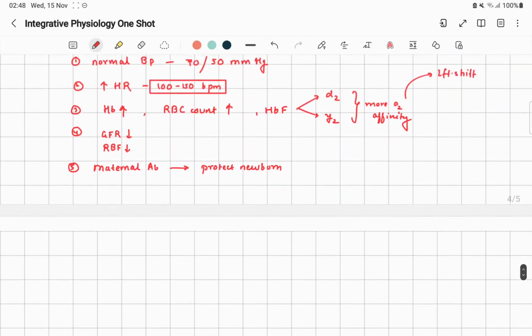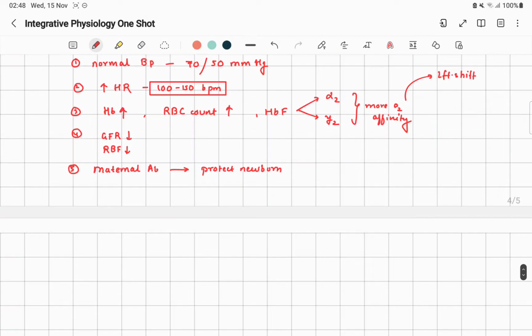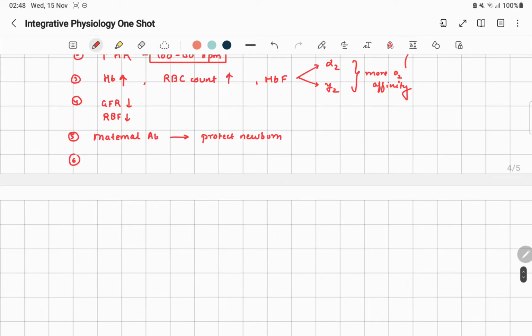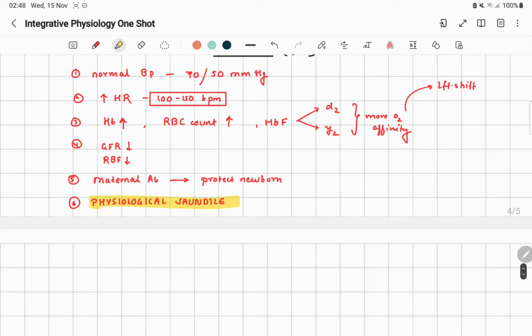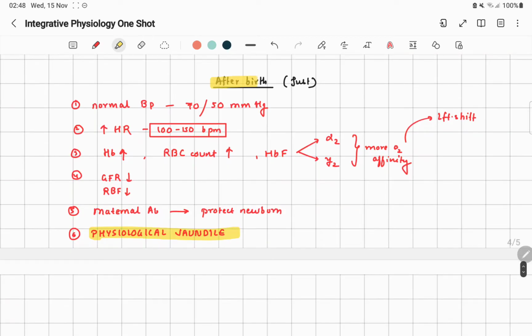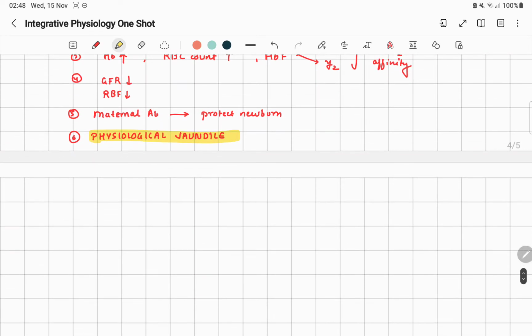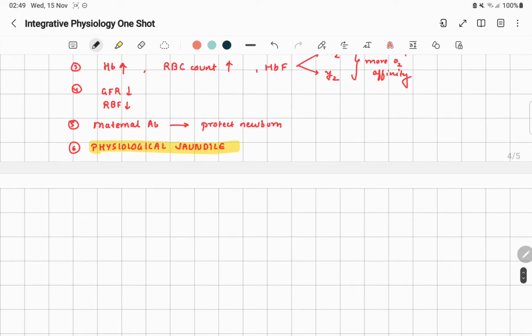Afterwards, about the liver function. Sometimes we may observe neonatal jaundice cases. The most commonly encountered is called physiological jaundice. Physiological jaundice is an important change after birth. It occurs within the first few days of life, and this is just a normal thing.